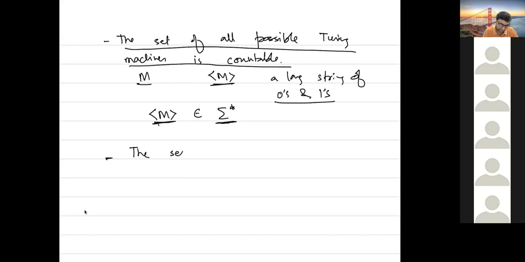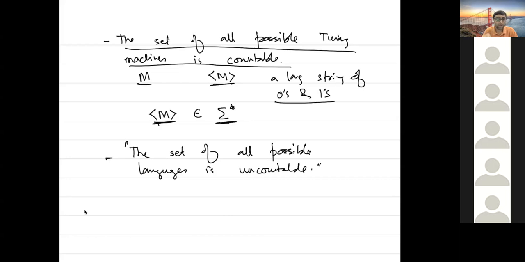Now, the punchline. The set of all possible languages is uncountable. The set of all strings is countable, but the set of all possible languages over some sigma is uncountable. Okay, the set of all possible languages is uncountable. Why is this the case? Because there are infinitely many different possible languages.